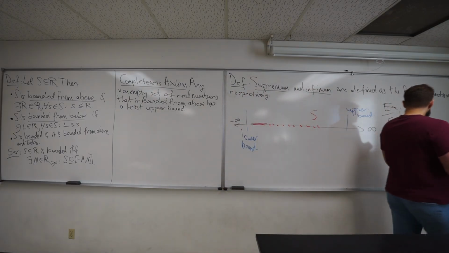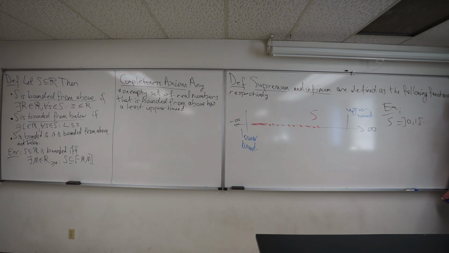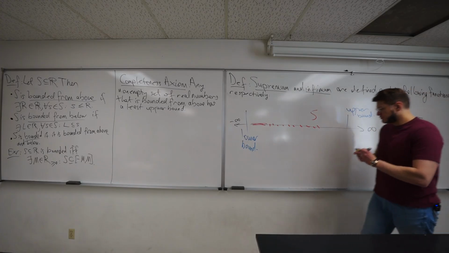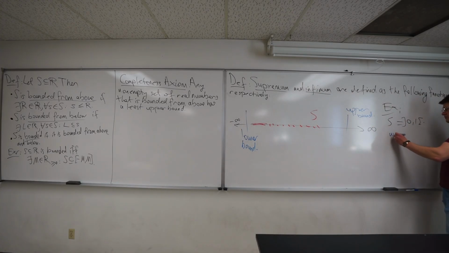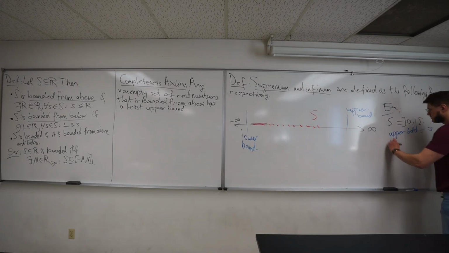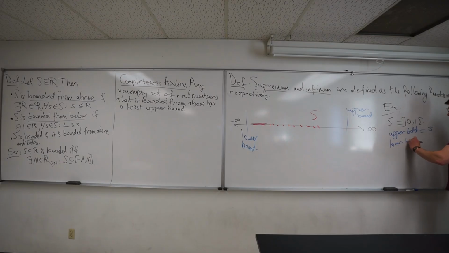And so, for instance, this open subset, this open interval, is both bounded from above and bounded from below. So, for instance, I can say upper bound 5, lower bound minus pi, whatever. That's fine.